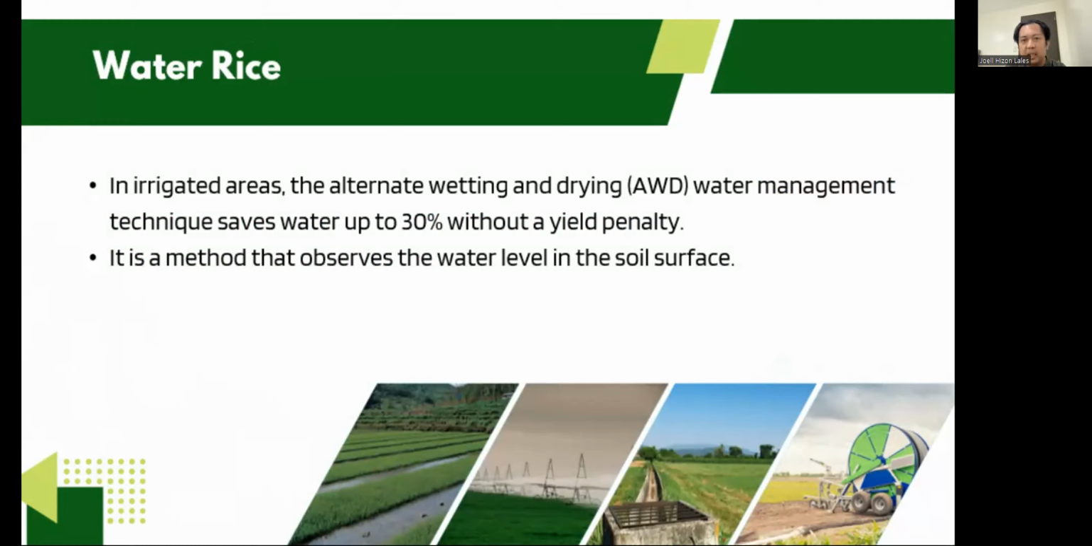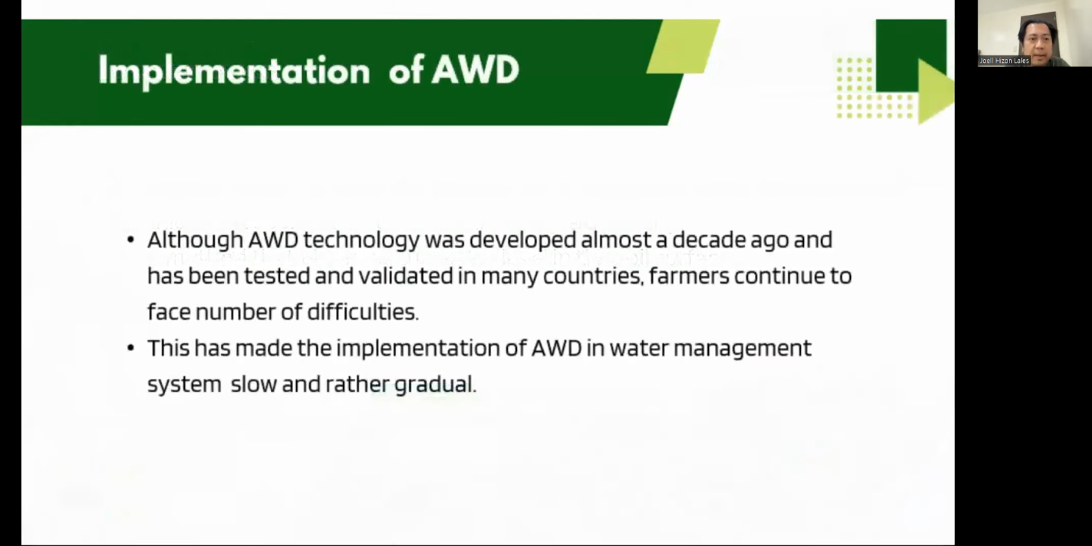You know, we are a country of irony kasi ang daming tubig, bumabaha, pag tagtuyot naman, tuyong-tuyo. So what's the problem with the country? We're not effectively managing water. So yun po. The AWD is not new. Decades ago, this has been developed. But hindi pa rin talaga natin siya effectively na-implement.